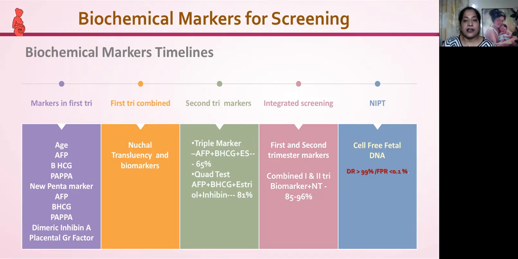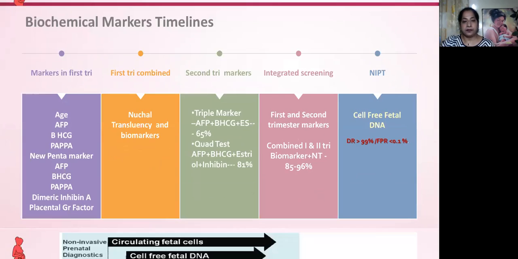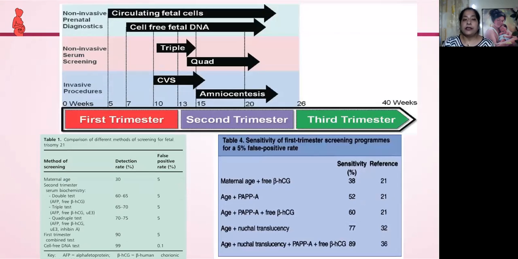The first trimester and second trimester markers combined with nuchal translucency, that is the ultrasound marker, increase the detection rate to a maximum of 96%. A test which is non-invasive and which identifies birth defects is the cell-free fetal DNA. Its detection rate, however, is very high, more than 99.9%, and a false positive rate less than 0.1%. This shows the various timelines in which these tests are done and the detection rates, as we've already discussed.